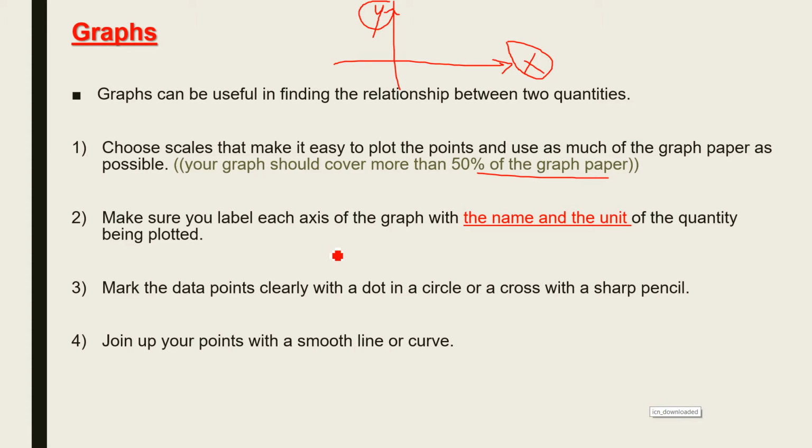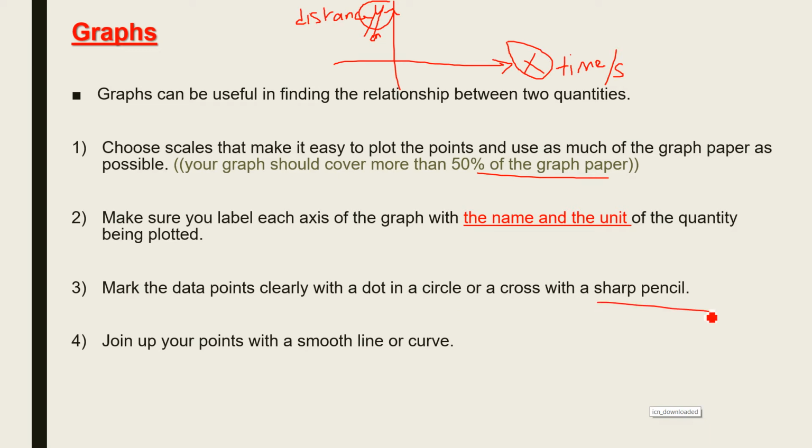In order to get marks in paper 6 for drawing a graph, you should make sure that you label each axis. So if I'm talking about a distance-time graph, you should label the x-axis time, with the unit, seconds. And the y-axis you should name distance, and you should also put the unit, which is centimeters or meters, depending on the question or the givens you have. If you label the axes, you will get the mark. So you label the axis with the name of the quantity and the unit of the quantity.